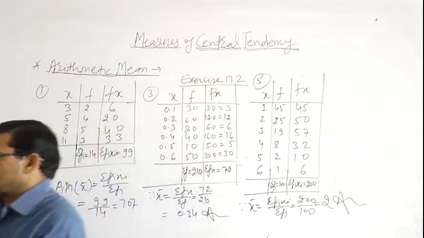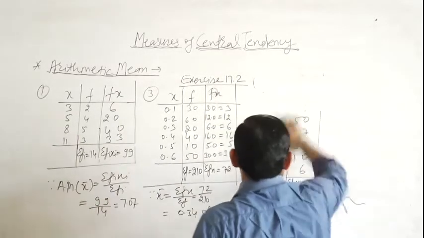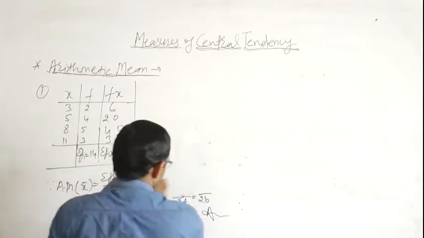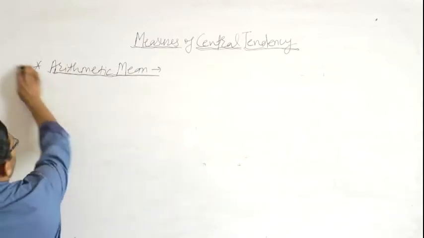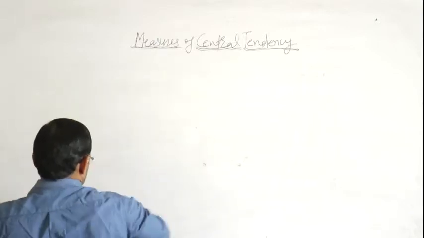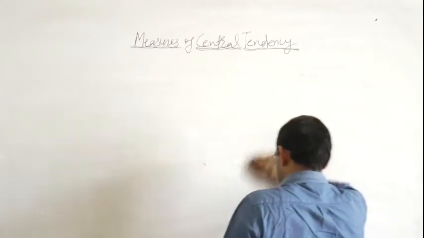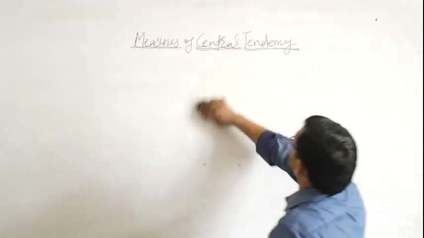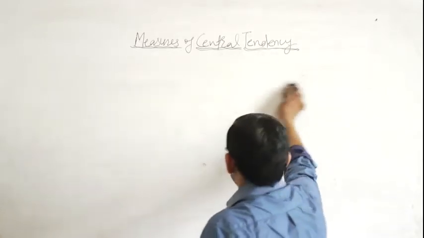Clear? So we use this method for solving questions which have observations and their frequencies given. Then we use arithmetic mean is equal to sigma fi xi upon sigma fi.